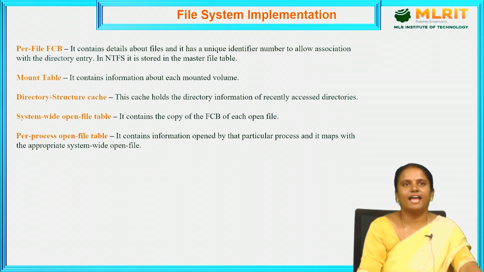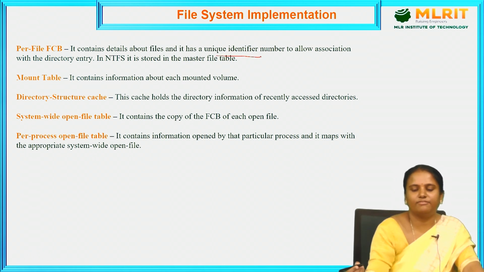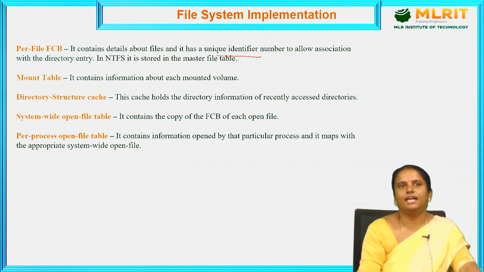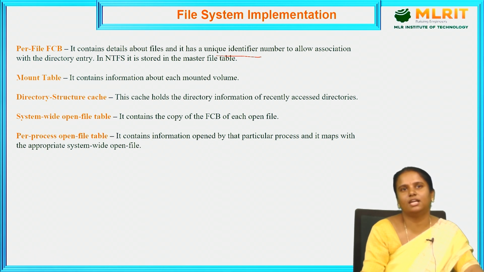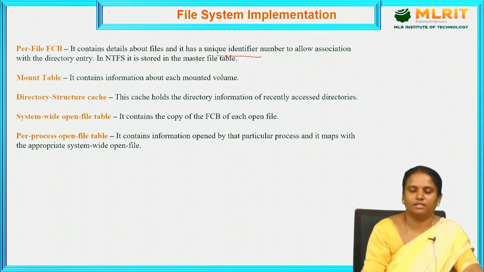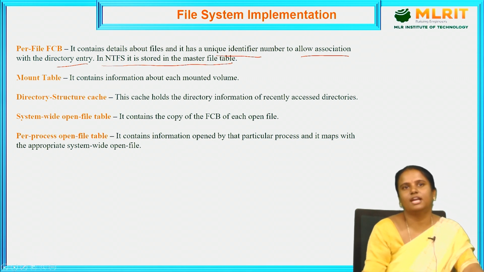Next, the per-file FCB contains details about files, and it has a unique identifier number. So it is the file control block, and we can easily identify a file with its unique identifier number. So and so file has some unique ID, so we can say that the file is related to some XYZ. It also allows association with the directory entry. In the New Technology File System, it is stored in the master file table.